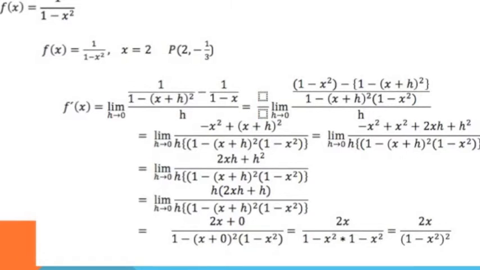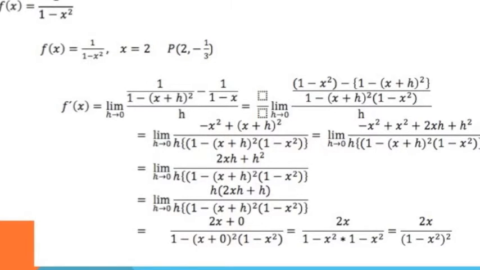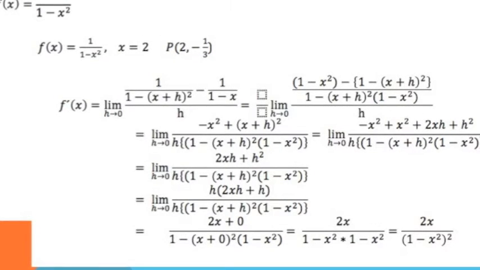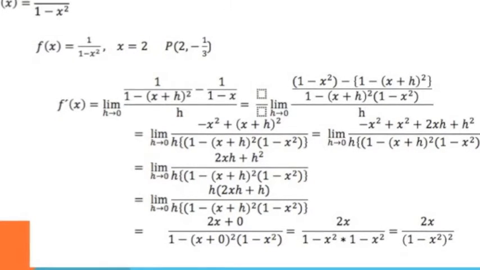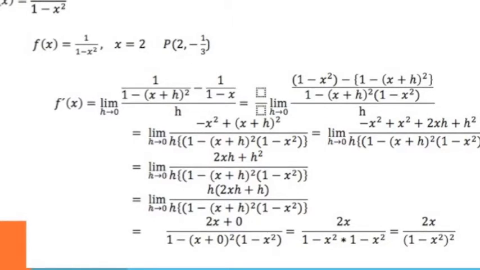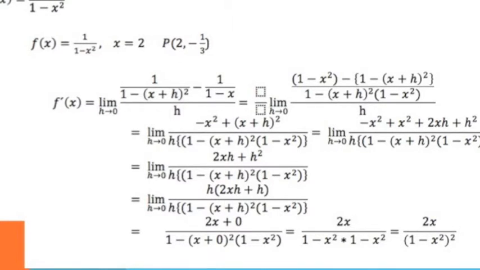Then we have to expand (x plus h) squared in order to eliminate the like terms, and the result will be 2xh plus h squared over h times (1 minus (x plus h) squared) times (1 minus x squared). Finally, we had to factorize h so we can eliminate this variable, and then we substitute the values. And once we substitute the values, our result was 2x over (1 minus x squared) times (1 minus x squared), and it will be equal to 2x over (1 minus x squared), and all of this raised to the second power.